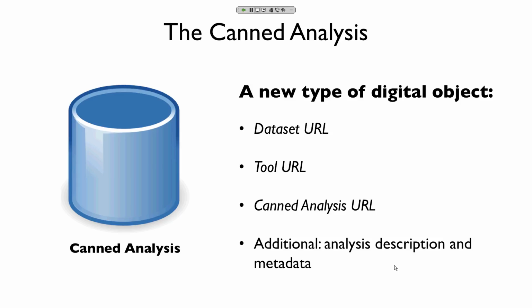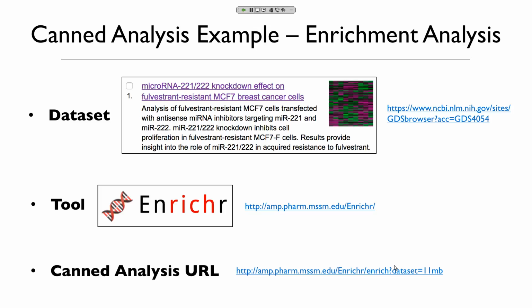So to give you a better feel of what a canned analysis is, I will give a few examples of these objects. The first example of a canned analysis could be an enrichment analysis on the top most overexpressed genes in a knockdown perturbation of a transcriptomics dataset. For example, we could take a GEO dataset, in this case GDS4054, which is an analysis of microRNA 221-222 knockdown on fulvestrant-resistant MCF7 breast cancer cells, which is accessible at the URL shown here.